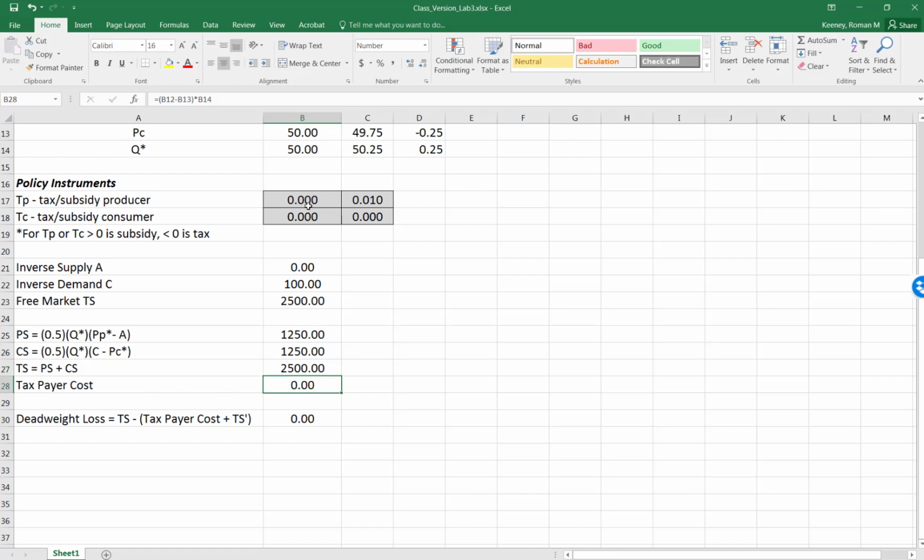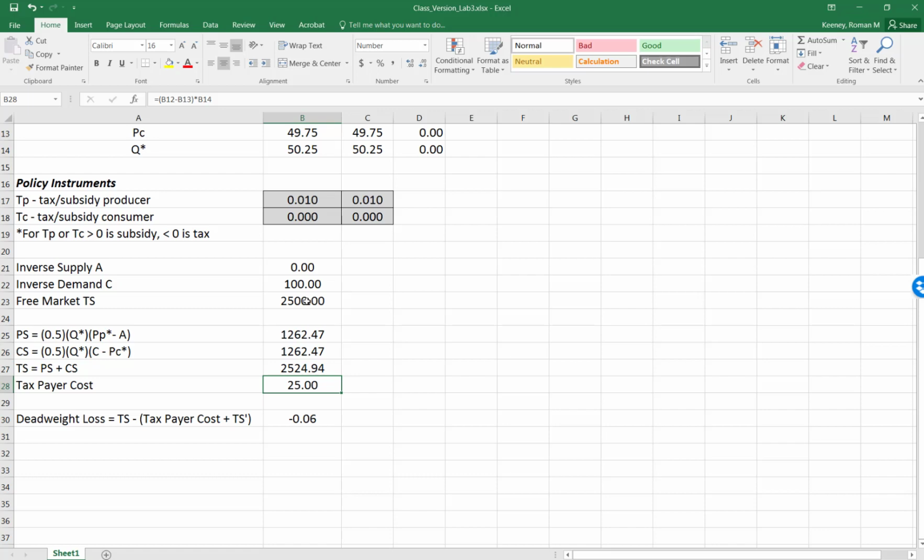The taxpayer cost, we don't have a subsidy or a tax right now, so there's no accounting for the taxpayer, and if you're not including any policies, you don't get any deadweight loss. But if you move back up here and you put 0.01 in, the 1% producer subsidy that we've been testing, you plug that in, and you see the free market total surplus doesn't change. The actual subsidized total surplus does change. It goes up by 24.94, and you see that the taxpayer cost of that was 25.